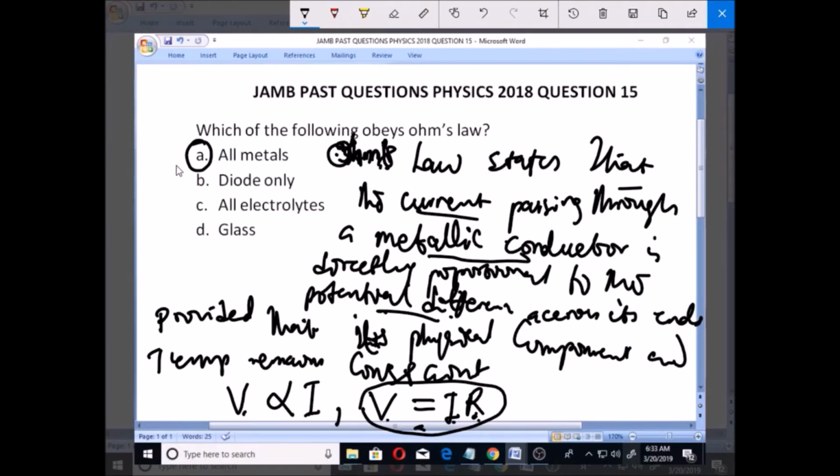Though I also think that some metals don't actually obey Ohm's law like that, like tungsten that is used for bulbs. So the right option here is A, all metals, because Ohm's law states that the current passing through a metallic conductor is directly proportional to the potential difference V, provided that the temperature remains constant. And that is that. Thank you.